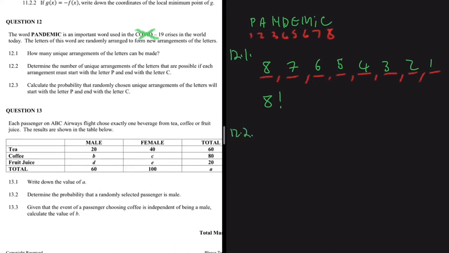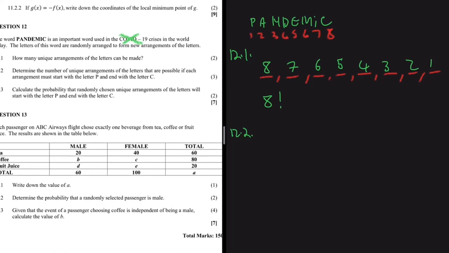And then 12.2 says determine the number of unique arrangements of the letters that are possible if each arrangement must start with the letter P and end with the letter C. So fine. Let's have 1, 2, 3, 4, 5, 6, 7, 8. Right? On the first letter, they're saying that let's start with P. It's a must. And then on the last letter, let's have C. It's a must. How many ways can you arrange the letters in this word if the first letter is P and the last letter is C?